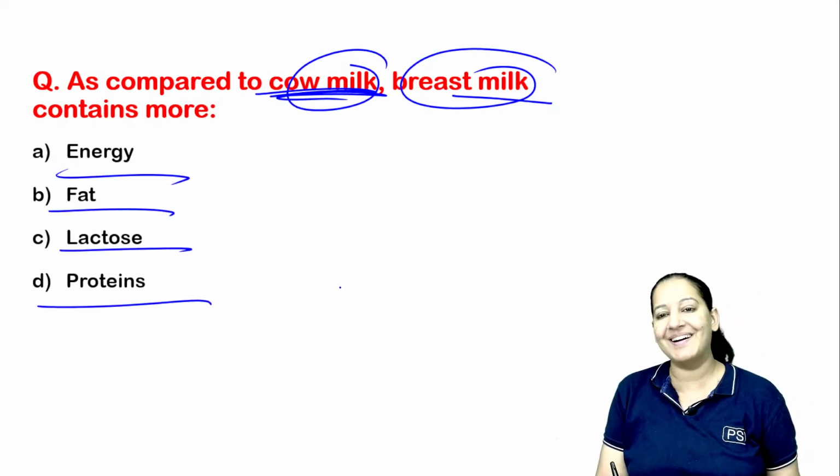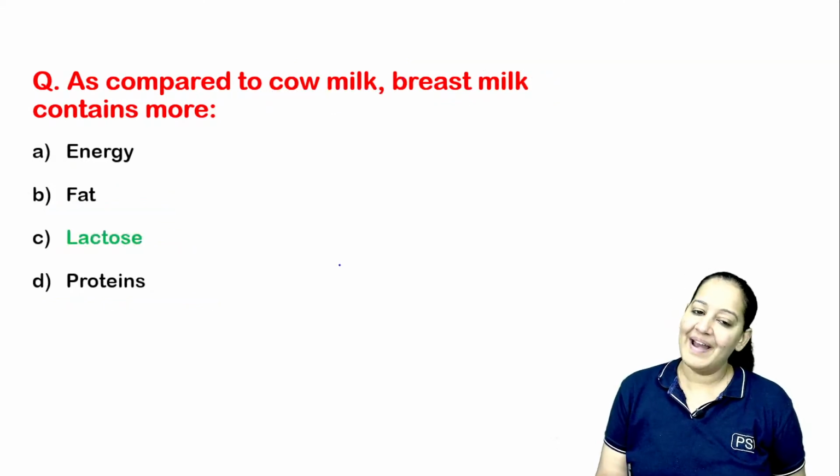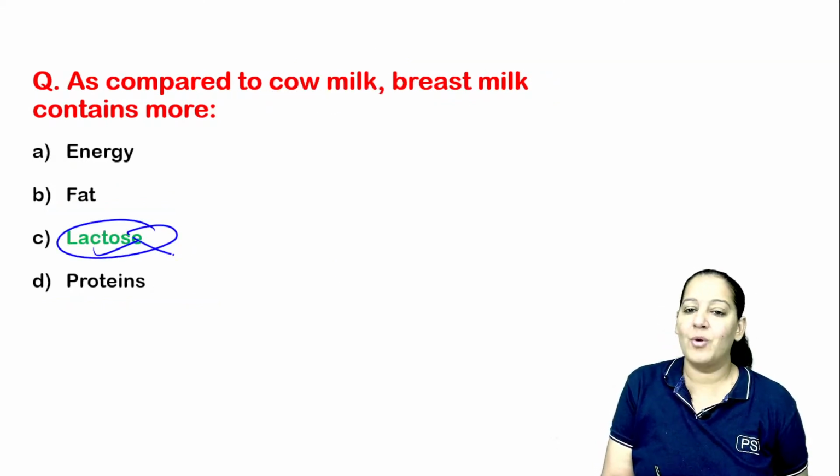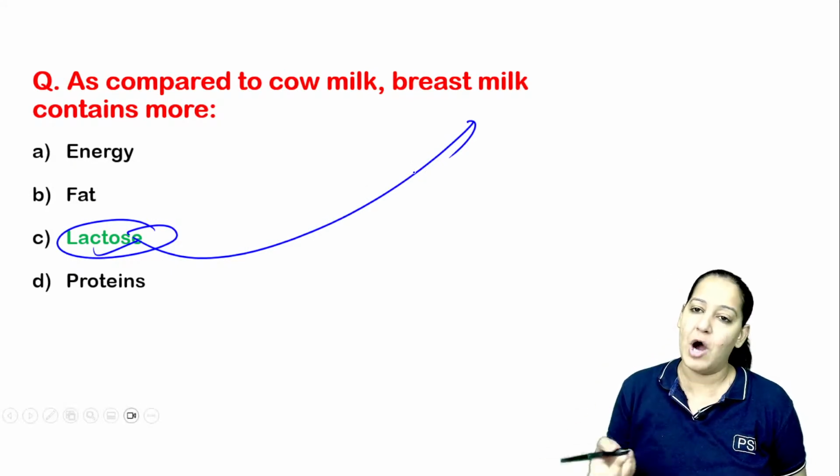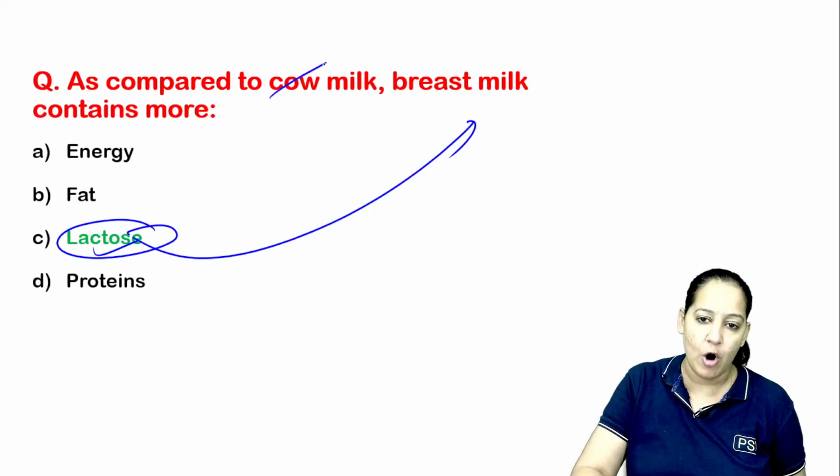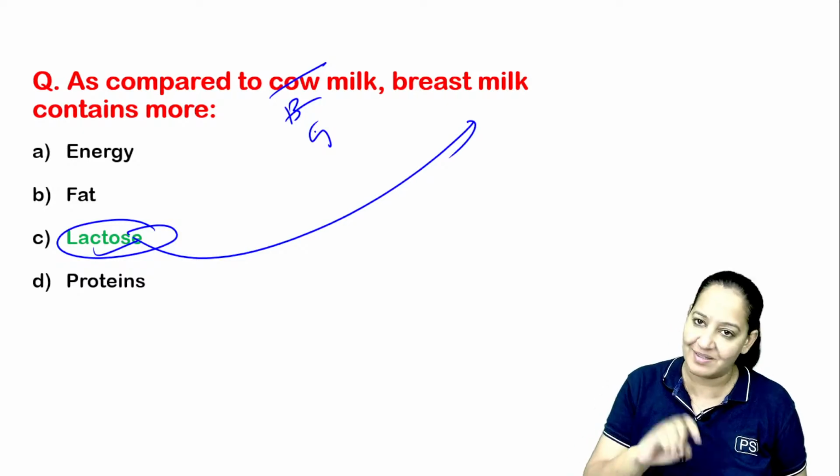I told you the sequence, na? Yes, you all are right. The correct answer is C. So only lactose is more in human milk. Rest all things are more in cow milk, buffalo milk, goat milk. So instead of cow milk, if I say buffalo or goat also, answer is same.